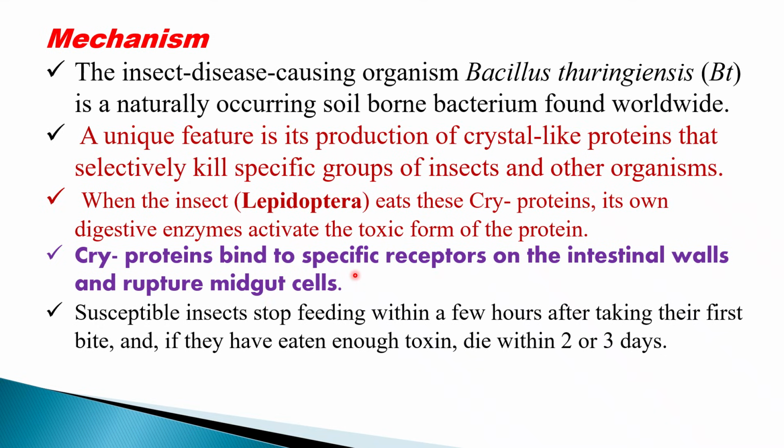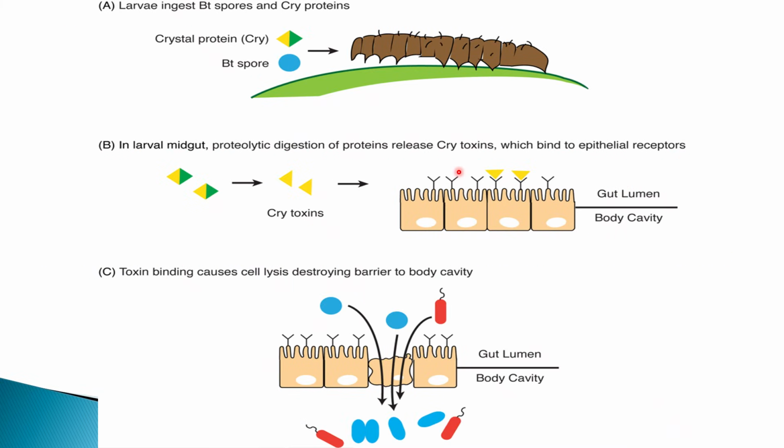So the insect will die within 2 to 3 days. You can understand this better from the diagram. First of all, you will isolate the gene, that is the cry gene, from the bacterium. Then after that, you will use gene cloning methods and introduce your gene into the plant.